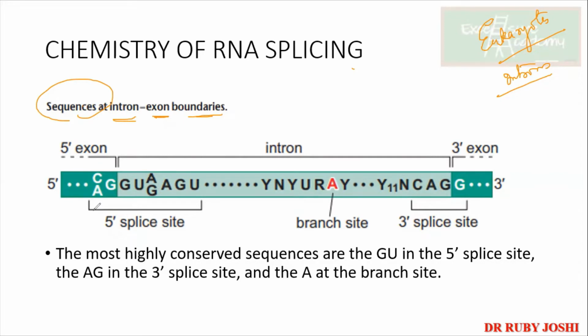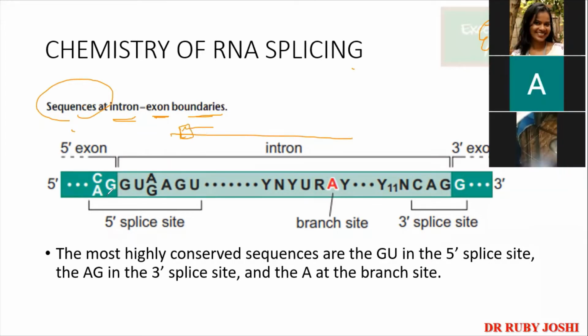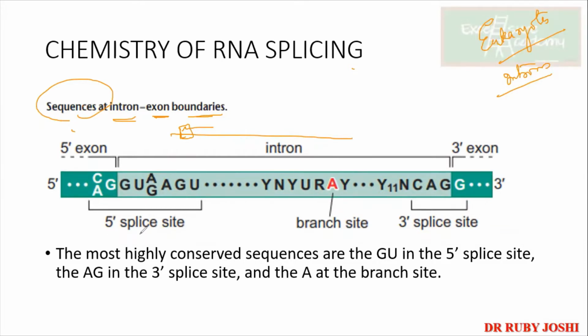At the end of your 5' exon, whichever exons are present over here, you have the sequence known as the 5' splice site. Okay. Then in the intron you are going to have A.